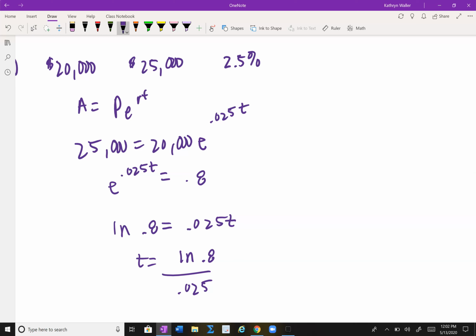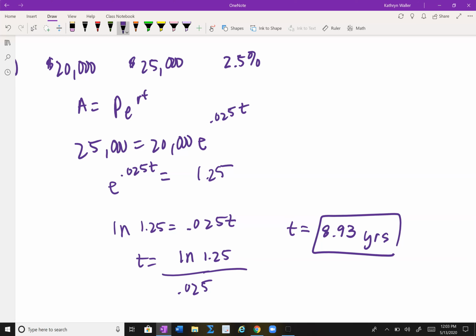Oh, 25,000 divided by 20,000 is not 0.8. This should be 1.25. And then this is ln of 1.25. So do you see how I did that? I knew I was wrong because I have negative time. So then I go back and ask what did I do wrong? That's definitely a skill you guys need. So ln 1.25, close it off, divided by 0.025, hit enter, and I get t equals 8.93, and time is always in years. And again, I can store that in, put it here, and check my answer.